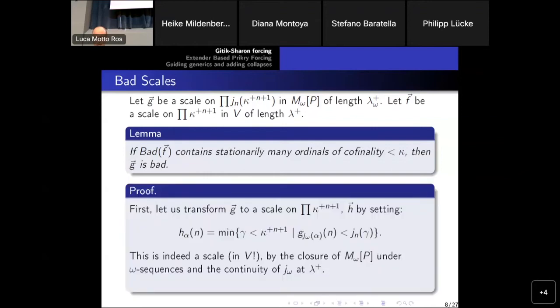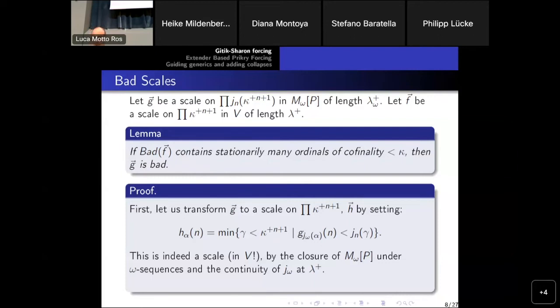Now, how are we going to do it? So first of all, even though Jn of kappa plus n plus 1 is not really a regular cardinal in M omega of T, we know exactly what the cofinality of it is. It's a continuity point of Jn, which means that if I want, I can transform the scale into a scale over the product of kappa plus n plus 1, which I call H.